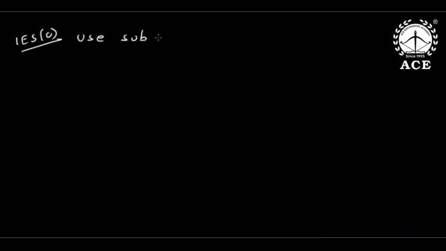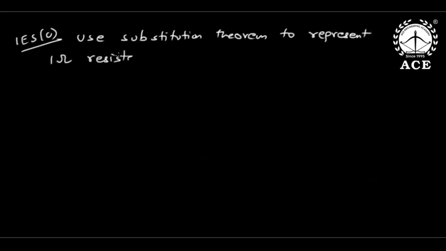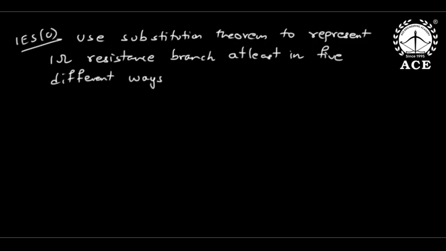Use substitution theorem to represent the 1 ohm resistance branch at least in 5 different ways, at least in 5 different ways.